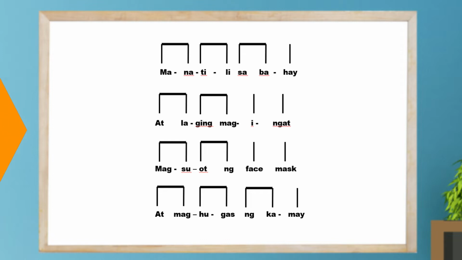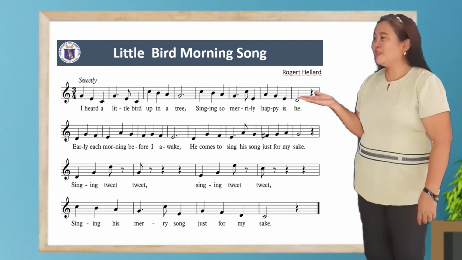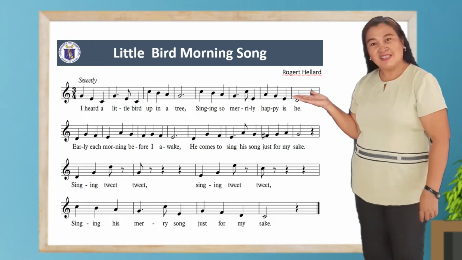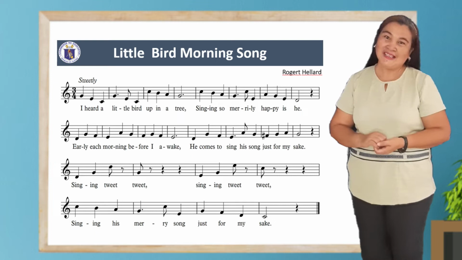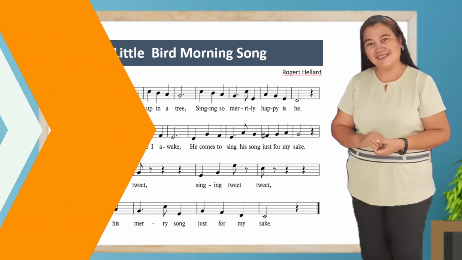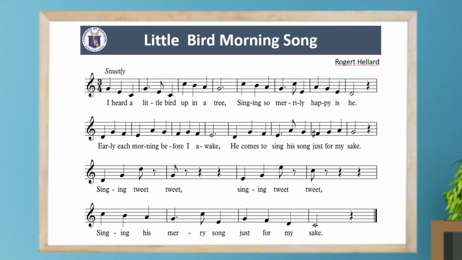Good job, kids! I have here the musical score of the song Little Bird's Morning Song. Can you tell me the time signature of our song? Correct! It is in the 3/4 time signature. What does it mean? It means that there are 3 beats in every measure and quarter note or quarter rest receives 1 beat. What are the notes in the second measure of the song? Very good. Dotted quarter note, 8th note, and quarter note.